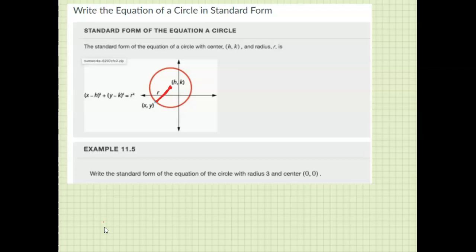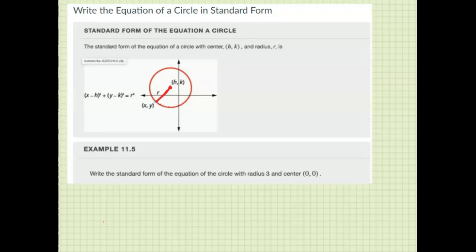Alright, so h, k is the center, r is the length of the radius, and x, y is any random point on the circle. So x, y defines all the points on the circle. They're variables. Right? So the equation of the circle is given by this. x minus h squared plus y minus k squared equals r squared.